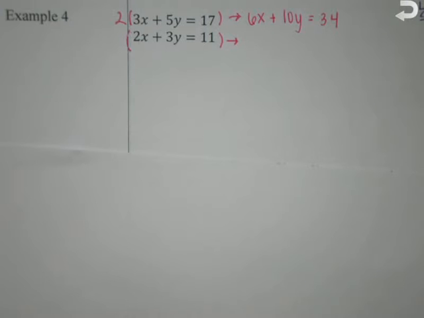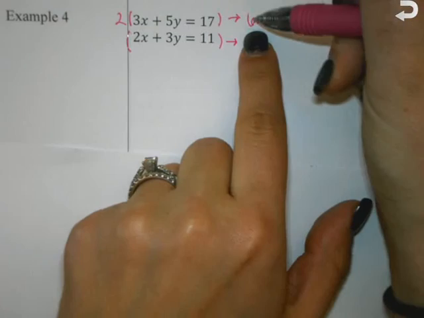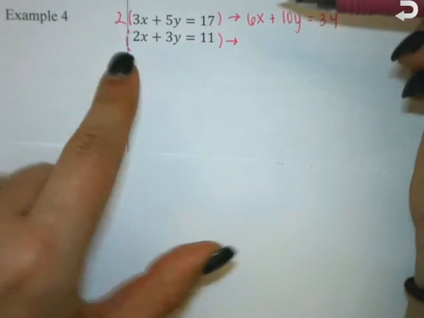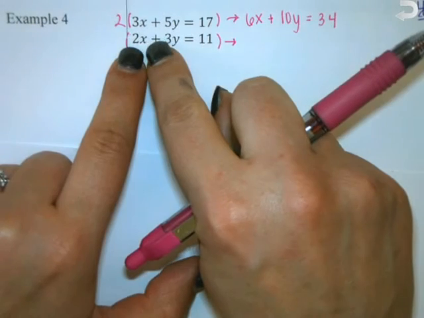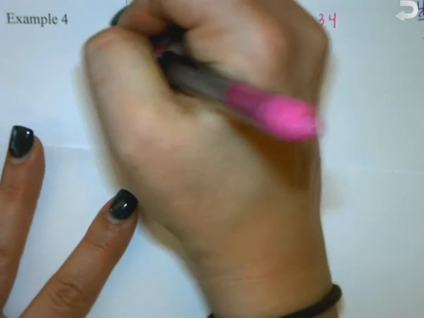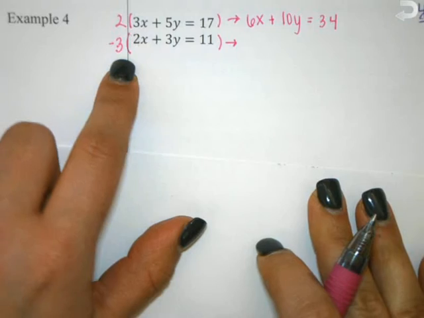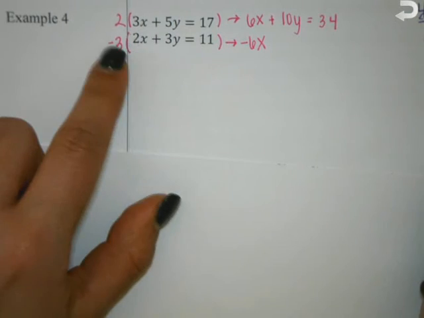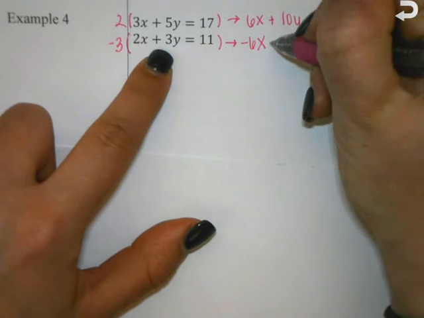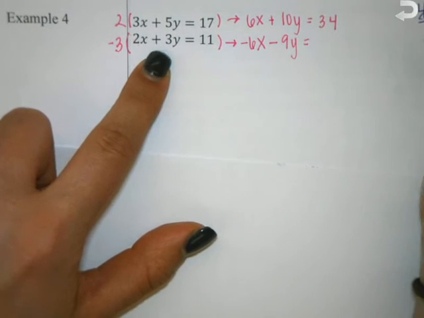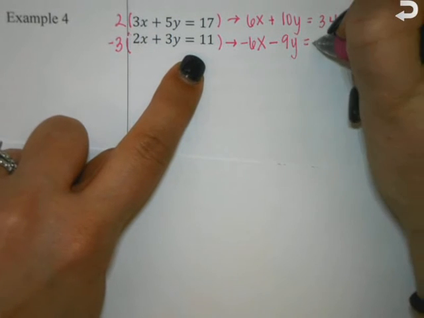Okay, now if we want the x's to eliminate, I already have a positive 6x, so what do I need to turn this x into? A negative 6x. So what do I need to multiply by? Good, a negative 3. So negative 3 times 2x gives me negative 6x. Negative 3 times positive 3y is negative 9y. This is going to work out nicely, guys. And negative 3 times 11 is negative 33.